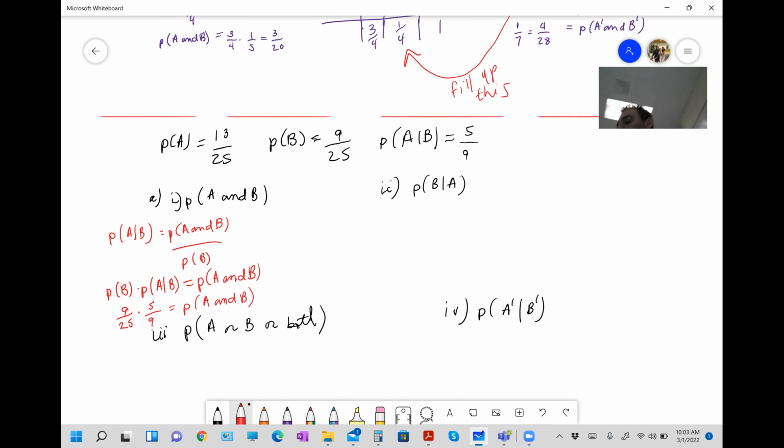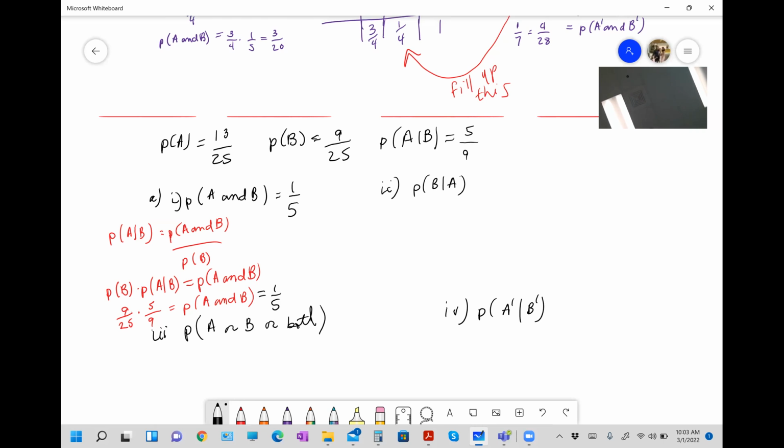And I'm going to go ahead and write that down. So it's going to be 9 divided by 25 times 5 divided by 9. That's 1/5. So this answer here equals 1/5. So therefore the probability of A and B is 1/5.